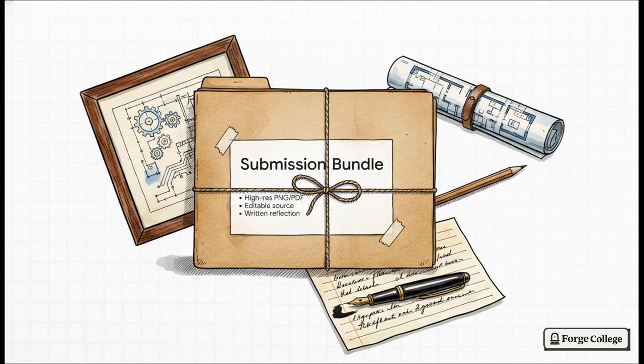To officially cross the finish line for this milestone, you need to package your work into a formal submission bundle. You just need to make sure it contains these 3 specific deliverables. Number 1, a high-resolution PNG or PDF of your polished diagram. Number 2, the editable source file itself so we can actually see how you built it under the hood. And number 3, that 250 to 400-word reflection document we talked about. Just make sure you name the bundle exactly as the project conventions outline.